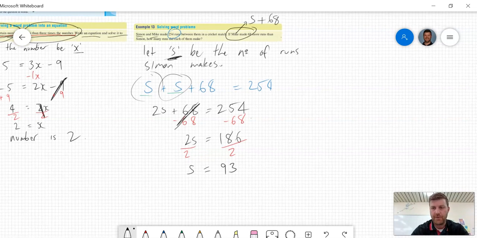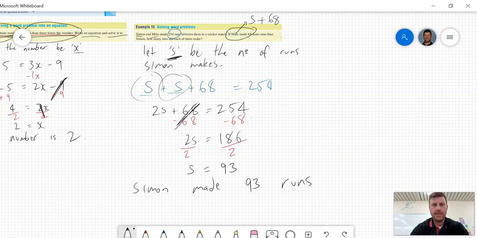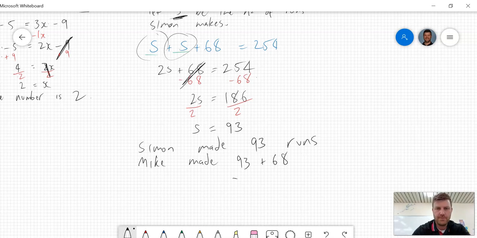So let's finish off by writing Simon made 93 runs. Pretty good innings. We also need to say how many runs Mike made. So Mike made, he made same as Simon, but an extra 68. So he made 93 plus 68, which is 161 runs. Very good innings.